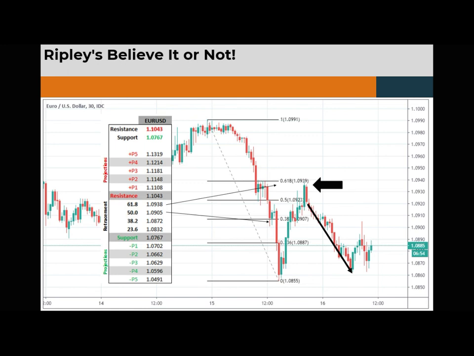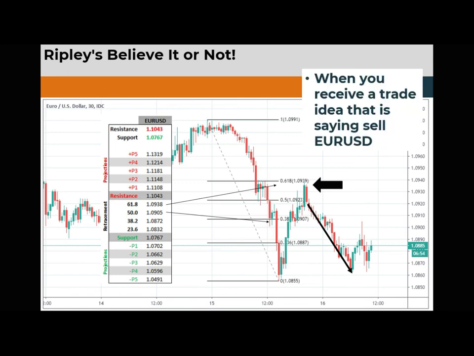So in short, when you're going to receive a trade idea that is saying selling the euro dollar and it's sitting close to this, let's call it 0.618 retracement level, then you can know that you can be a little bit more aggressive on the market, a little bit perhaps more exposure, or increase your risk, and therefore at least handle the position from there.